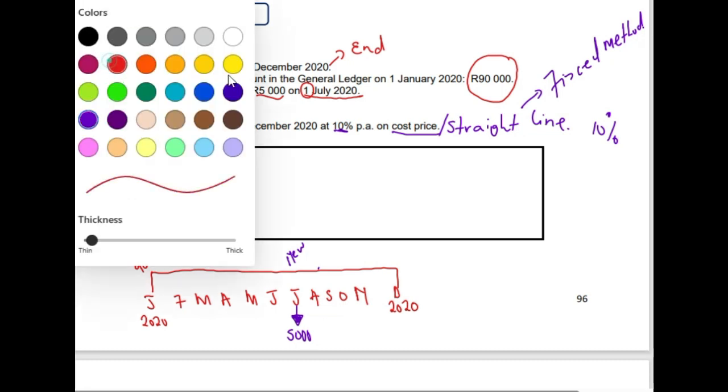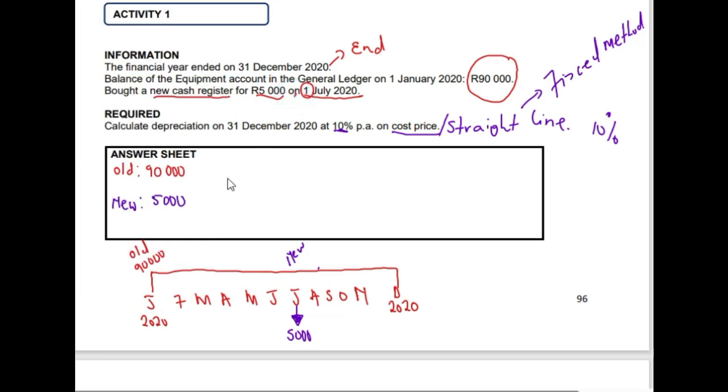Then we are going to say 90,000 multiplied by our rate, which is 10%, 10 over 100. And then this equipment will be used in the business for how many months in our financial year? Since we know our financial year starts in January, and because it's old and we are not selling it, we are going to start counting: first month, second, third, fourth, fifth, sixth, seventh, 8, 9, 10, 11, 12.